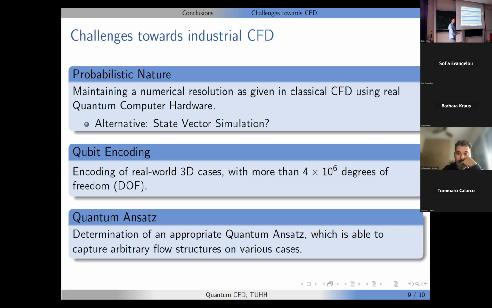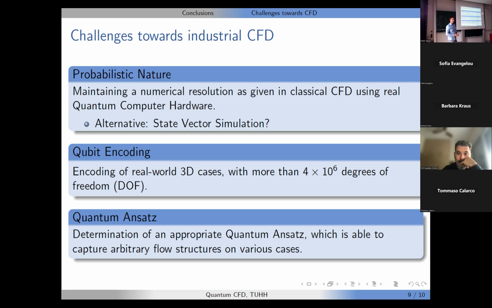Challenges towards the industrial application of CFD, we see at the moment, lie in maintaining a numerical resolution with this probabilistic nature. So why not use a state vector simulation directly, when we use the quantum simulator, and just leave aside the probabilistic machine?